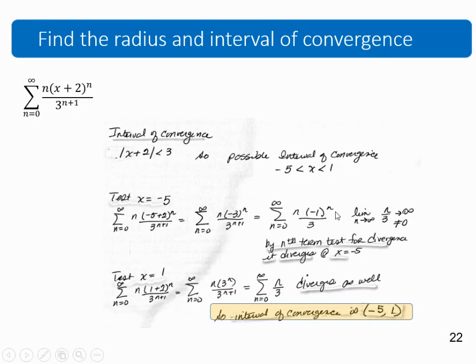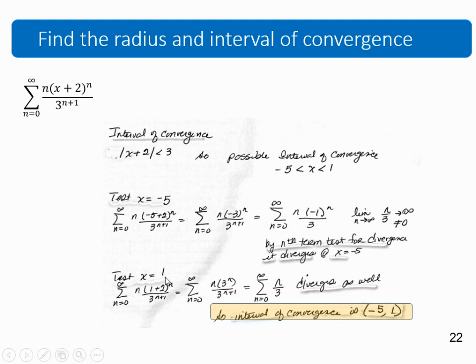And so now if we attempt the alternating series test, we will take the n divided by 3 and take the limit as it goes to infinity and see if it goes to 0. And it doesn't equal 0. It actually goes off to infinity, which then would essentially be our nth term test for divergence. And since that does not go to 0 and it goes off to infinity, or in other words doesn't exist, then we know that it diverges. And so at x equal to -5, it diverges.